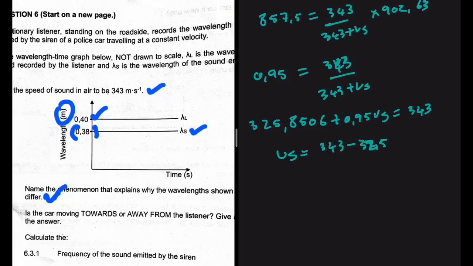325.8506, everything divided by 0.95, the coefficient of Vs, right? So let me just put that in my calculator and see what I get here. I'm getting 18.05. So Vs is 18.05 meters per second.